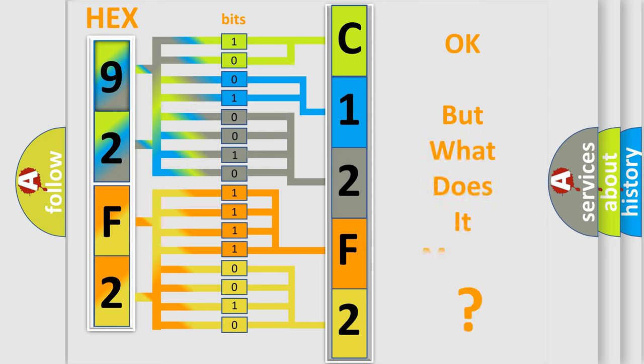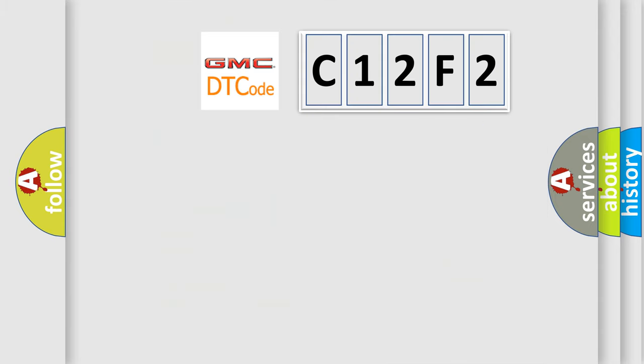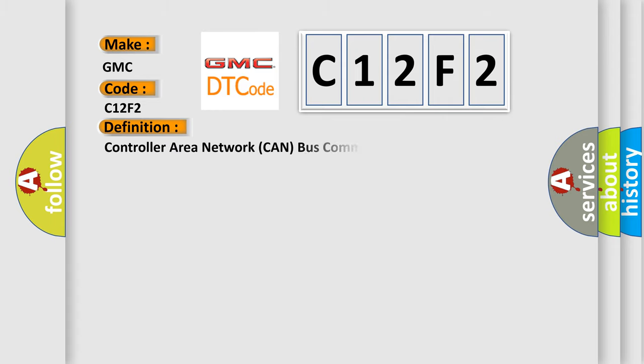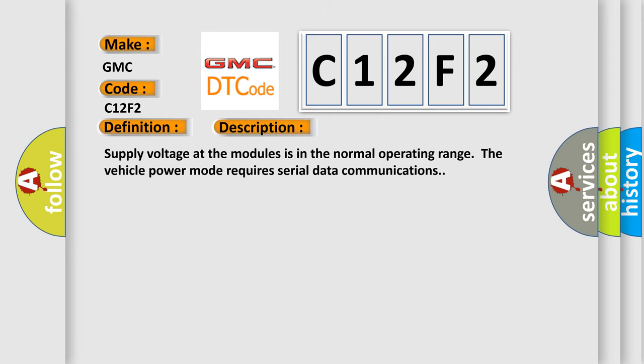The number itself does not make sense to us if we cannot assign information to what it actually expresses. So, what does the diagnostic trouble code C12F2 interpret specifically for GMC car manufacturers? The basic definition is: controller area network CAN bus communication. And now this is a short description of this DTC code.